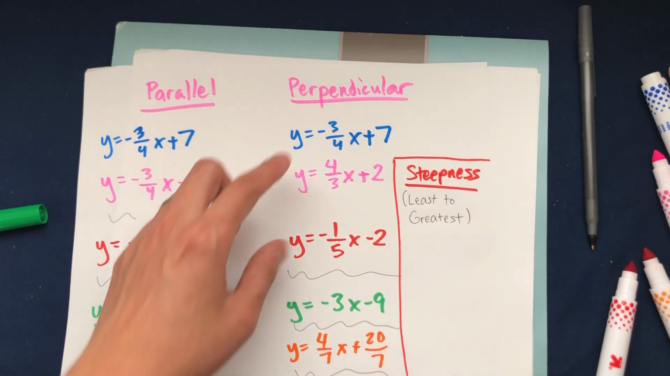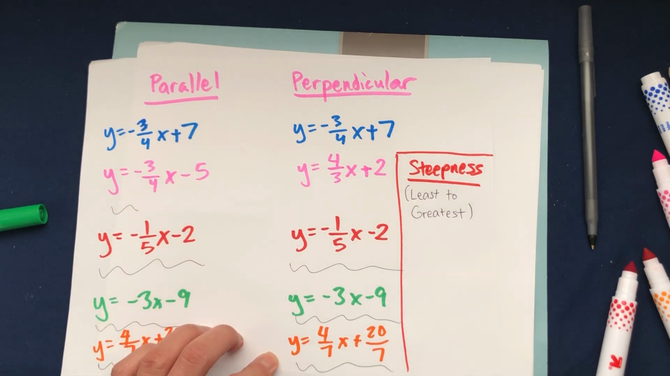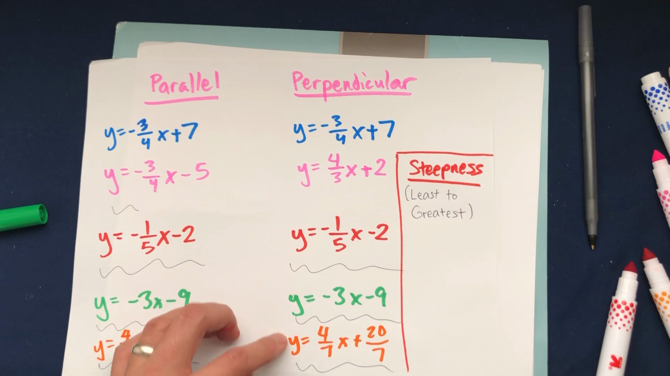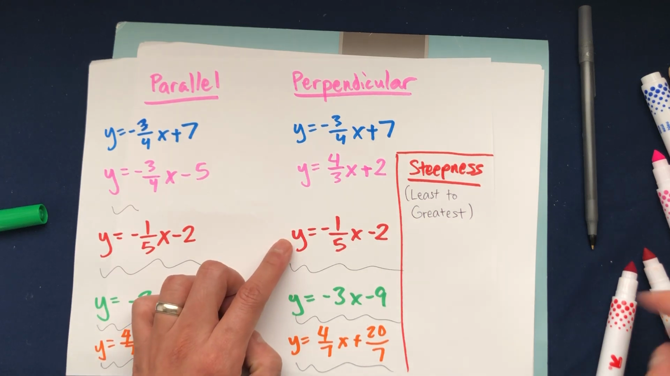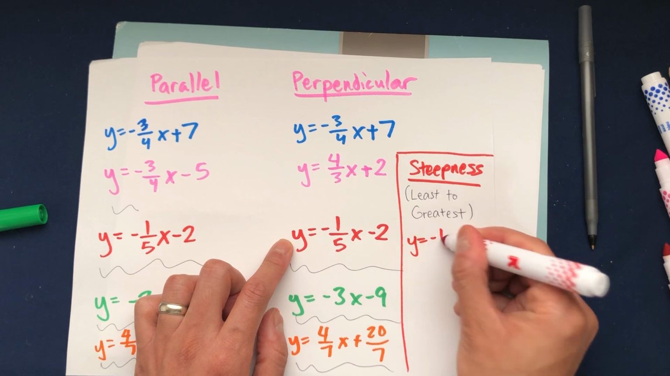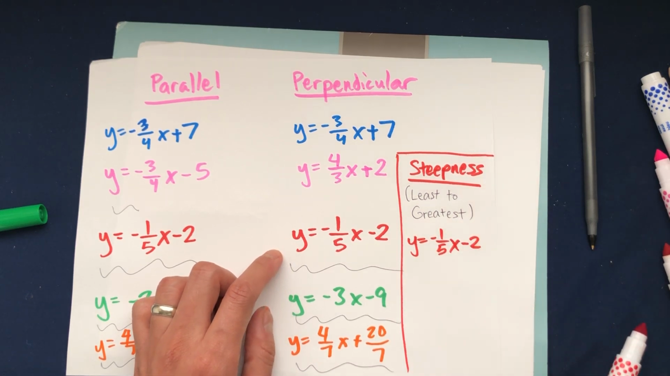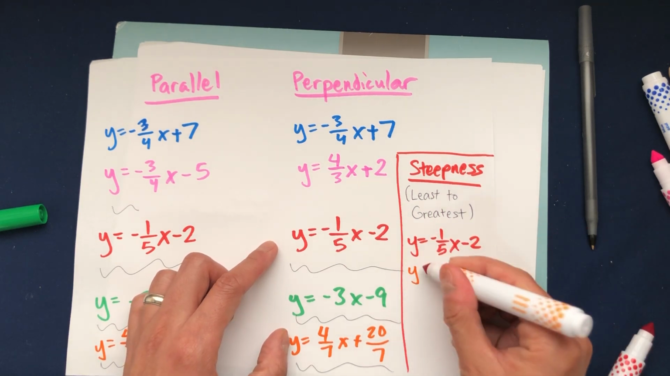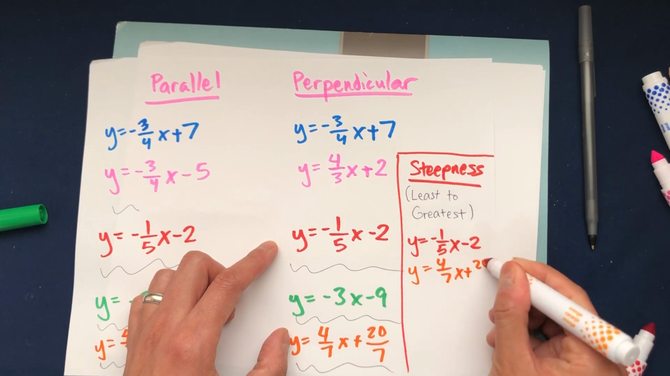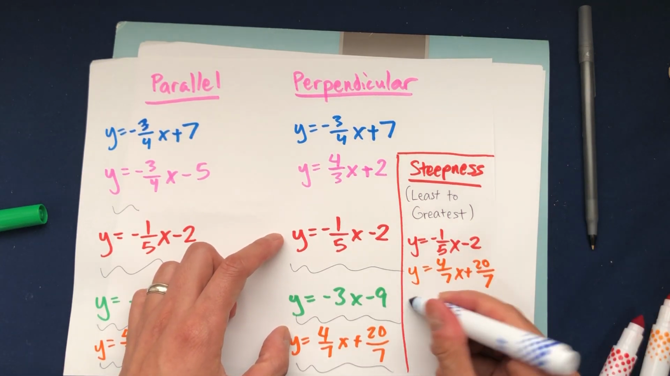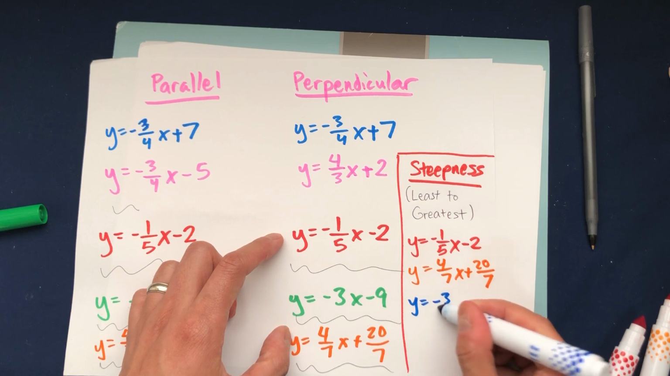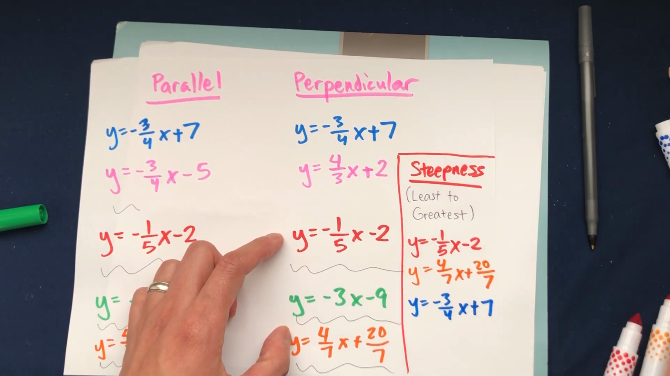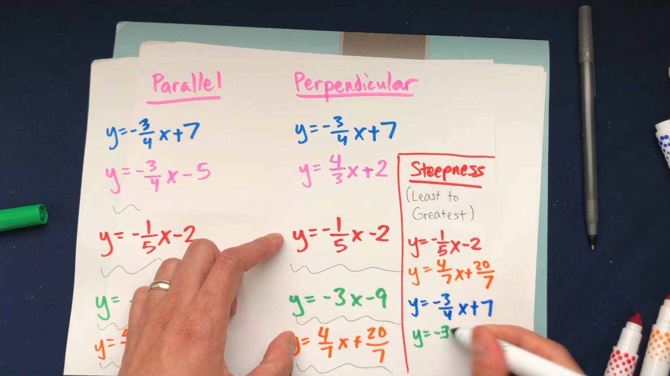So looking at these four equations, I can tell that my equation that is least steep is going to be negative y equals negative 1/5 x minus 2, followed by y equals 4/7 x plus 20 over 7, then y equals negative 3/4 x plus 7, and lastly y equals negative 3x minus 9.